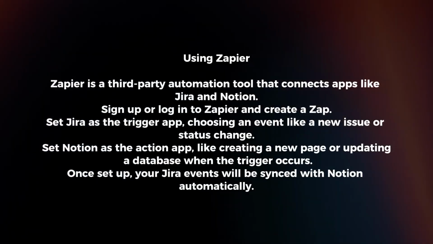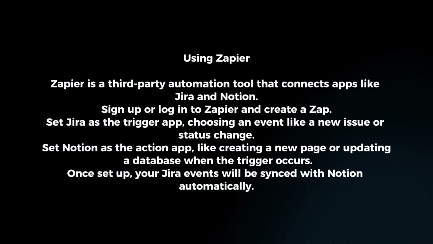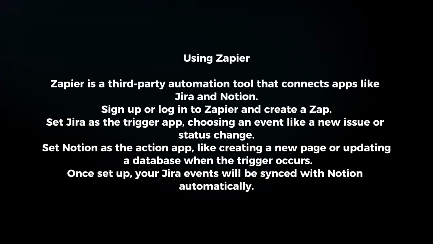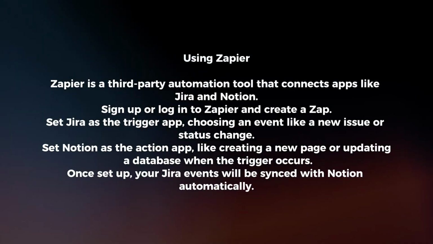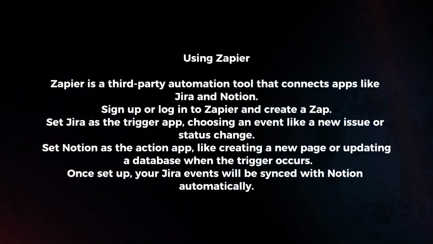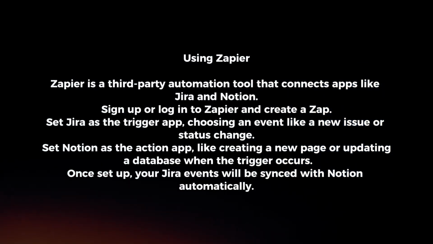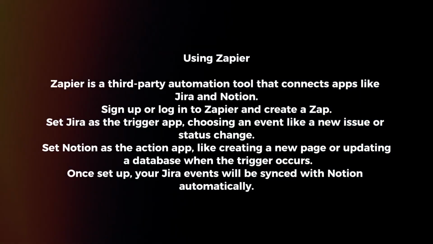Using Zapier. Zapier is a third-party automation tool that connects apps like Jira and Notion. Sign up or log into Zapier and create a Zap. Set Jira as the trigger app, choosing an event like a new issue or status change. Set Notion as the action app, like creating a new page or updating a database when a trigger occurs. Once set up, your Jira events will be synced with Notion automatically.